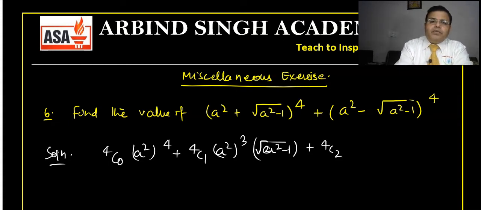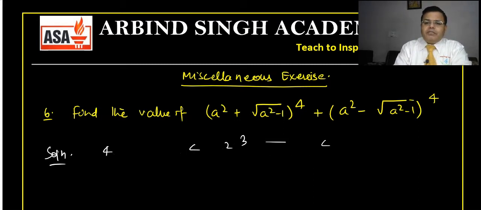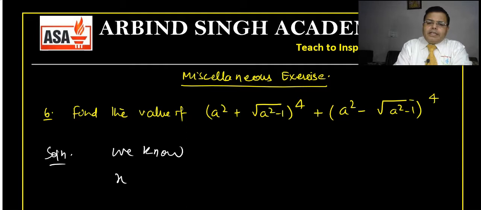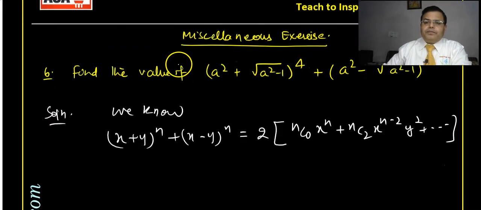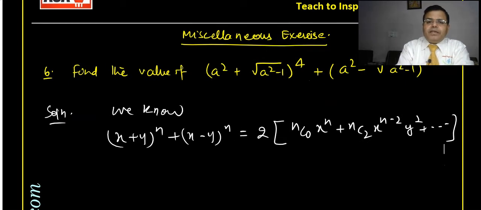But you can do it directly as well. Here there is a shortcut idea with which you can deal with this question, because you have learned the formula. So what would be the use of that formula if you do not use it? We know that (x + y)ⁿ + (x − y)ⁿ is twice the even coefficients. This we have discussed in the very first class. That is nC0 xⁿ + nC2 xⁿ⁻² y² and so on. The same thing can be used here to find the solution.